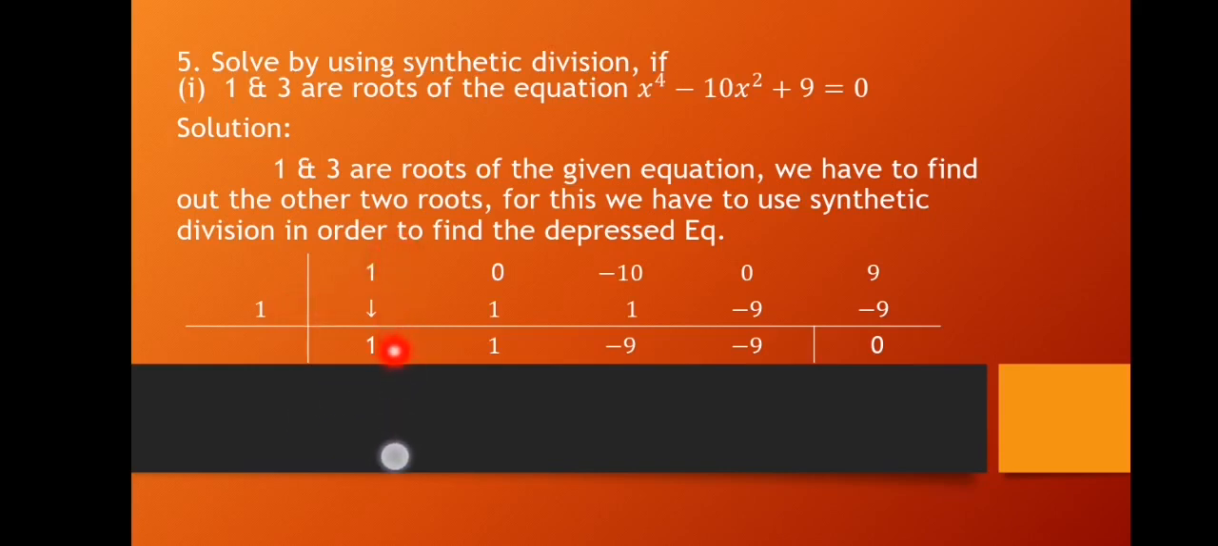The first term will be taken down as it is. Next, 1 will be multiplied by 1 to get 1, which will be written beneath this 0, and 0 plus 1 is equal to 1. 1 will be multiplied by 1 to get 1. Minus 10 plus 1 will be equal to minus 9. Minus 9 into 1 will be equal to minus 9. 0 minus 9 will be equal to minus 9. And minus 9 into 1 will be equal to minus 9. 9 minus 9 is equal to 0.